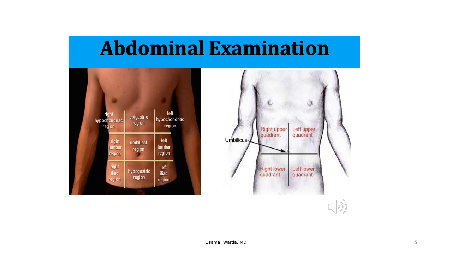Or alternatively, we may divide it into nine areas, three on the right side, three on the left side, and three in the middle. These nine areas are divided by two vertical lines and two transverse lines. The two vertical lines are two mid-clavicular lines, and the two transverse lines, the upper one is the subcostal line, and the lower one is the intercostal line.